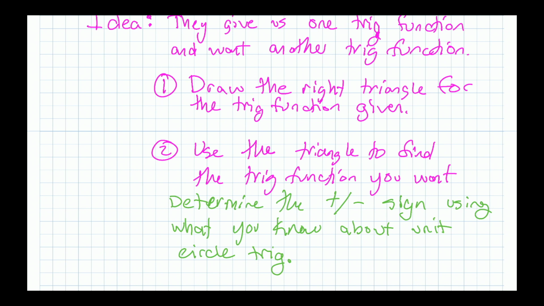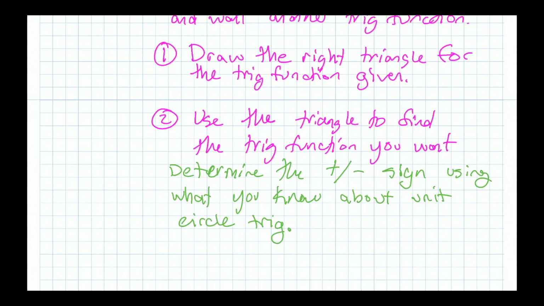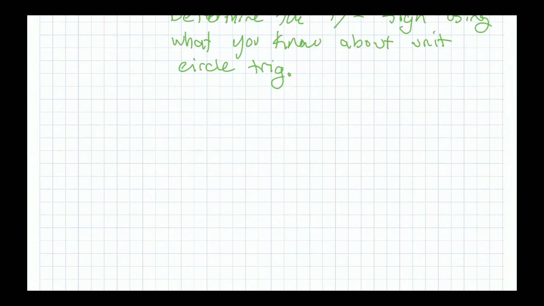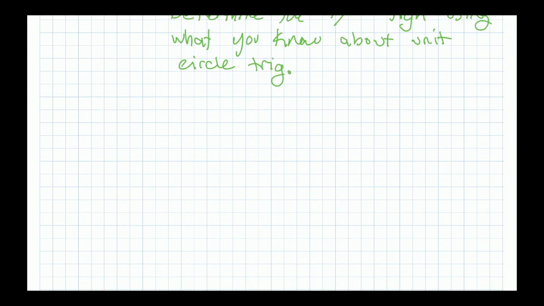So the idea is that you're combining what you know about right triangle trigonometry and what you know about unit circle trigonometry in order to make this problem easier than it would be. Right? Now, that might be hard to understand, so we're going to, of course, do examples. So here's an example for you.